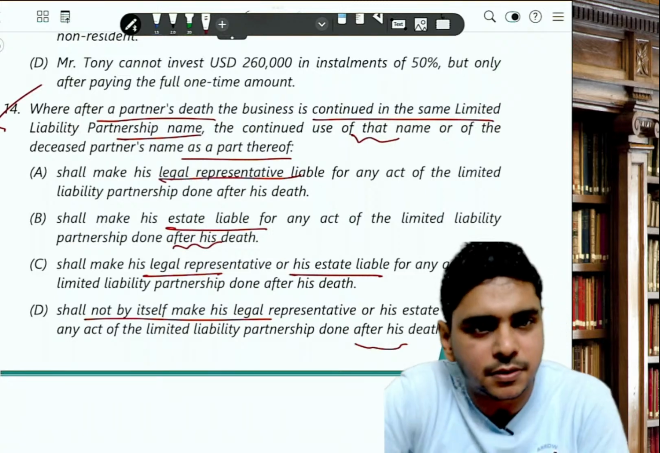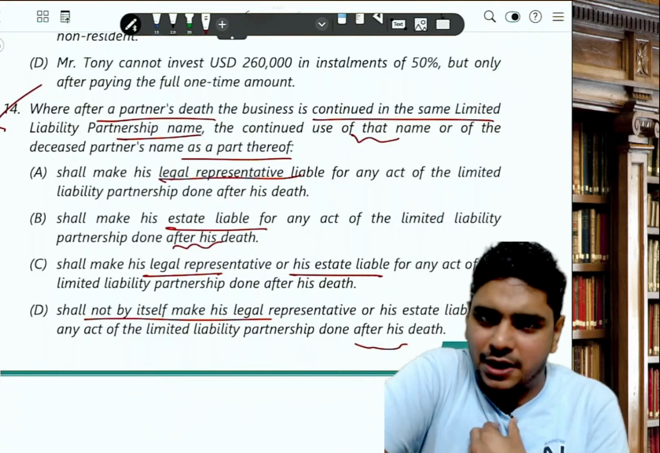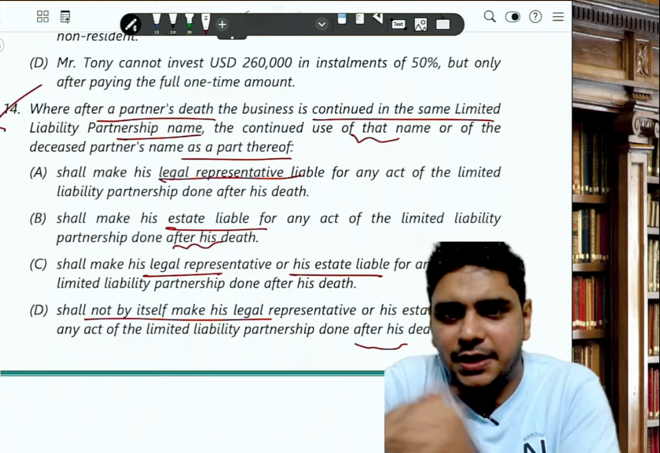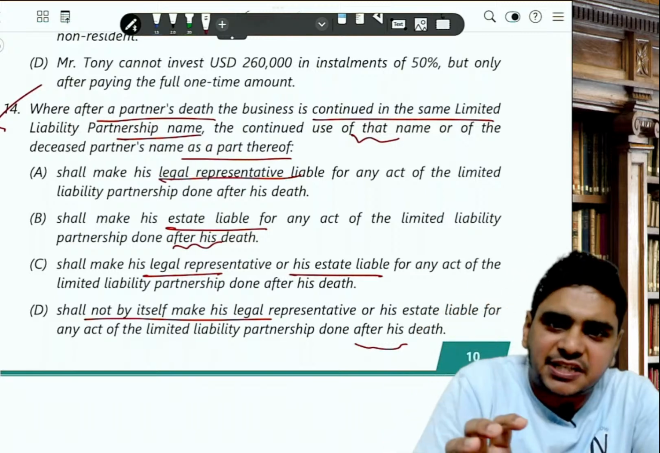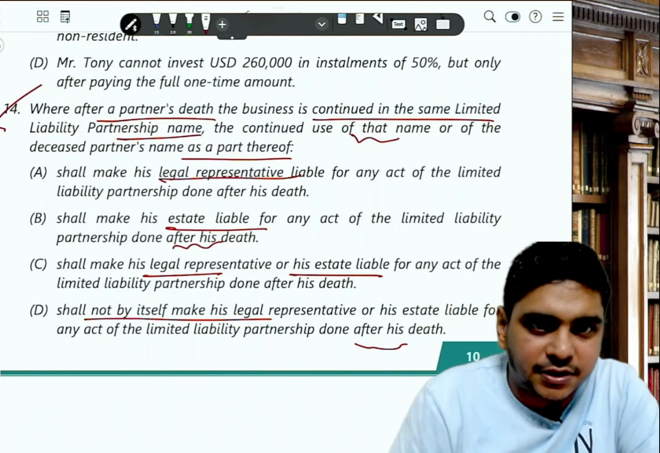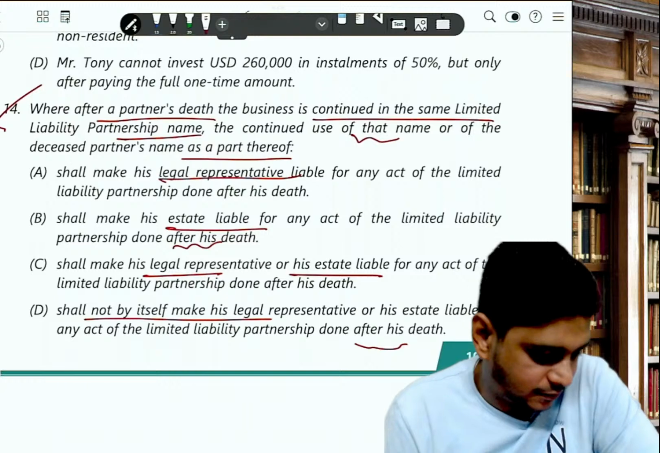Use your common sense. Sir, if you are alive, you are liable. If you became insolvent, your estate is liable. If you died and you have done something wrong, your estate is liable. Legal rep is not liable. But here they are saying that after the death.